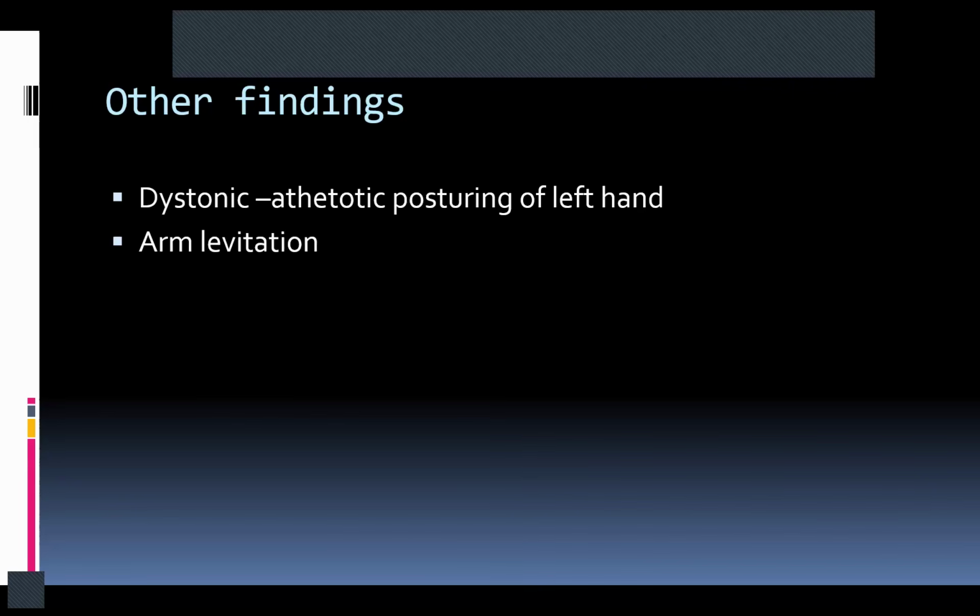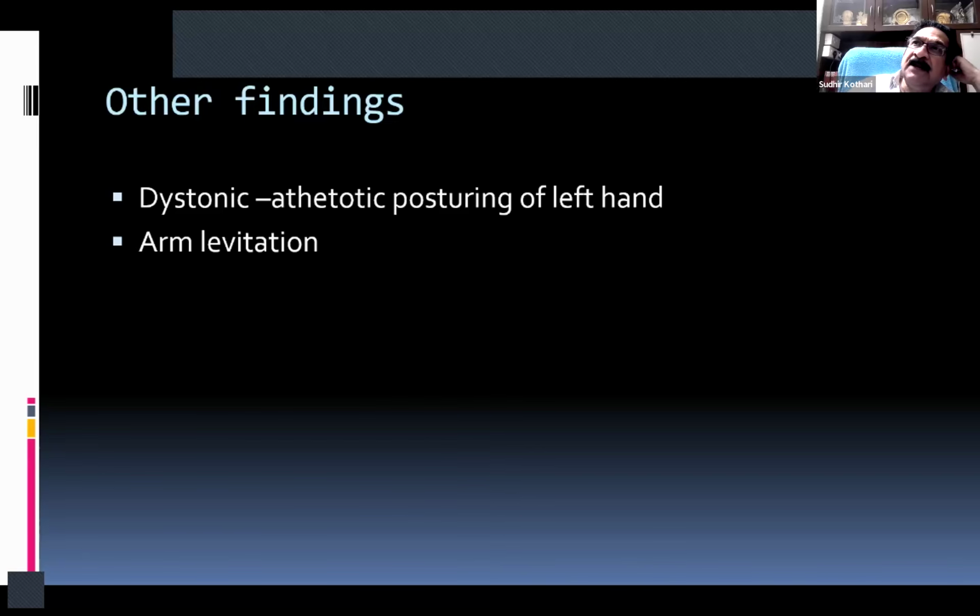And maybe the disproportionate involvement of the posterior column in relation to the spinothalamic. There is some sort of a dissociation, we can say. In fact, he did not have any pain loss at all. No pain and temperature loss. Only posterior column. And what is causing his athetosis and dystonia? That is most likely due to the posterior column involvement.